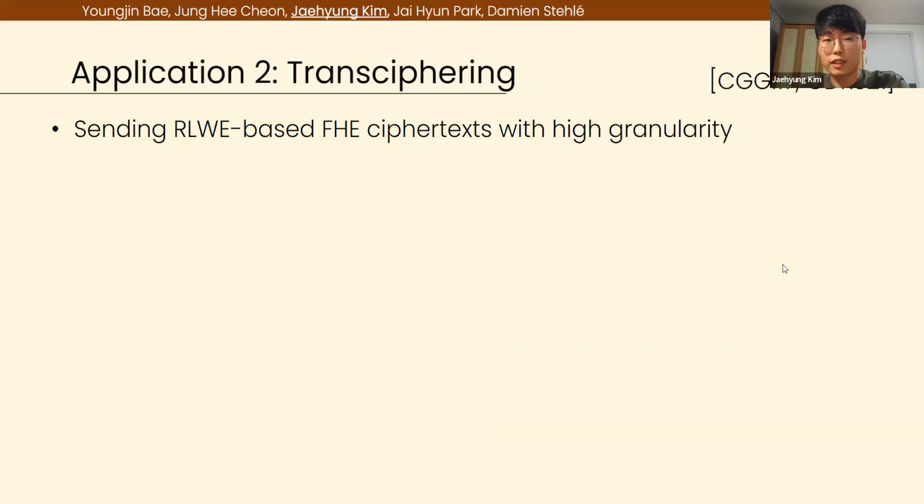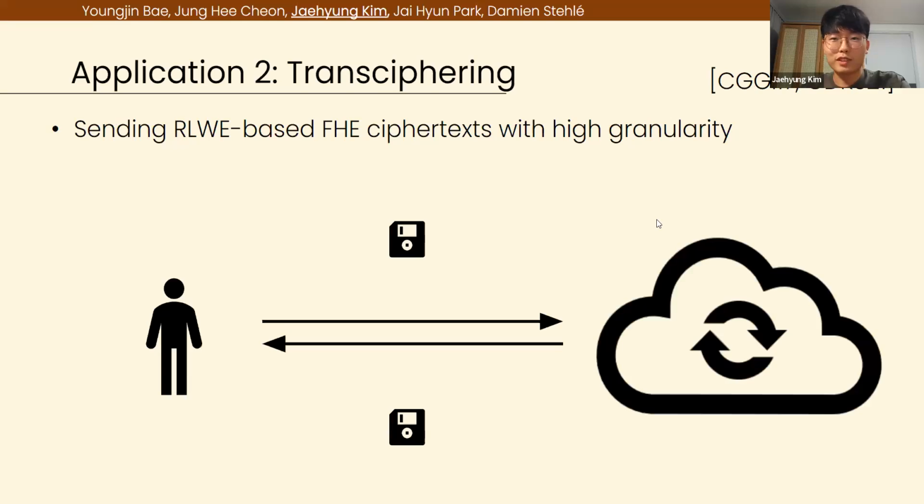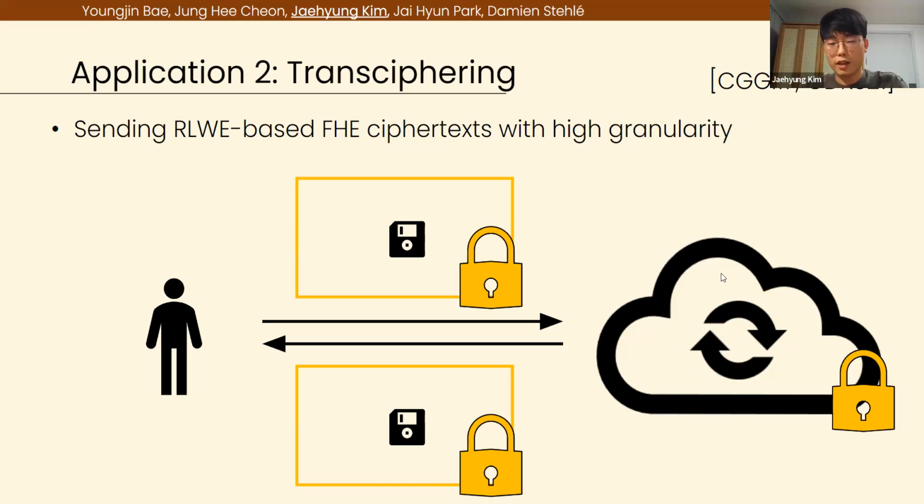The second application is transciphering, which is basically sending ring LWE-based FHE ciphertext with high granularity. Let me explain this by a typical example in homomorphic encryption. On the left, there is a client. On the right, there is a server. The client wants to outsource the computation to the server. What we typically do in ring LWE-based schemes is that first, the client has a bunch of messages, and encrypts them into a ring LWE ciphertext and sends it to the server. And on the server side, they do whatever computation they want and send it back to the client, and the client decrypts it, and it's done.